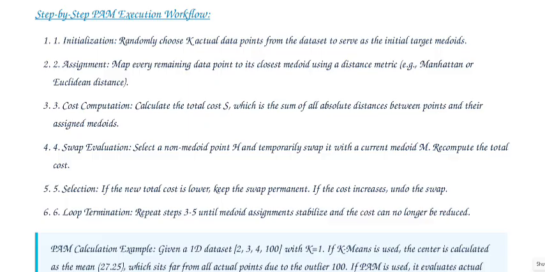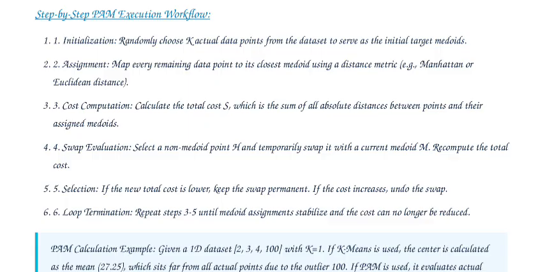The cost computation. It calculates the total cost S, which is the sum of all absolute distances between points and their assigned medoids. Swap evaluation. It selects a non-medoid point H and temporarily swaps it with the current medoid M. It recomputes the total cost. Selection. If the new total cost is lower, keep the swap permanent. If the cost increases, undo the swap.